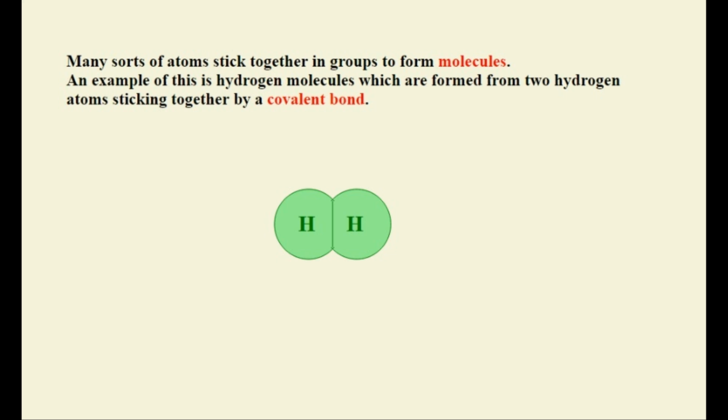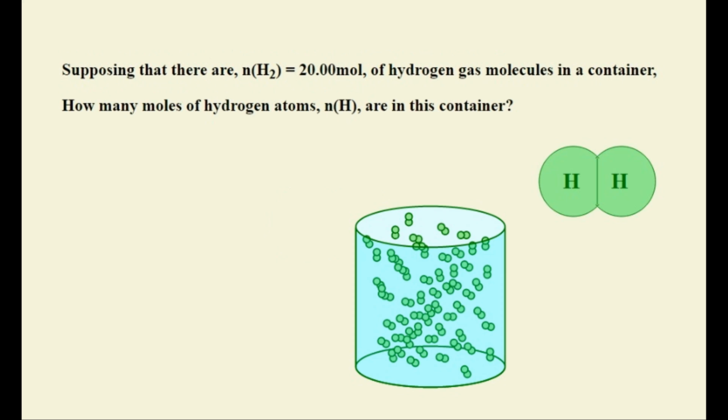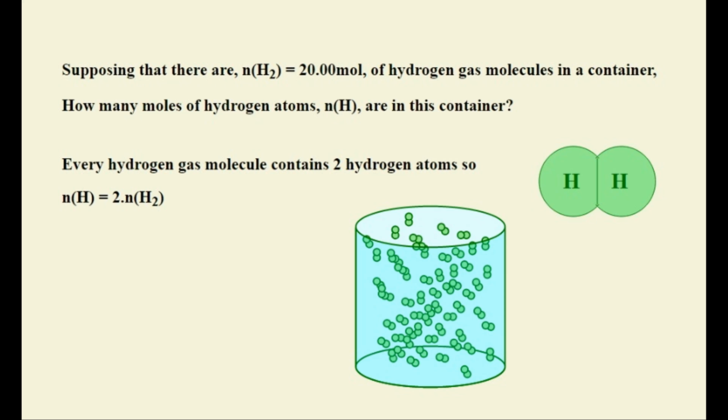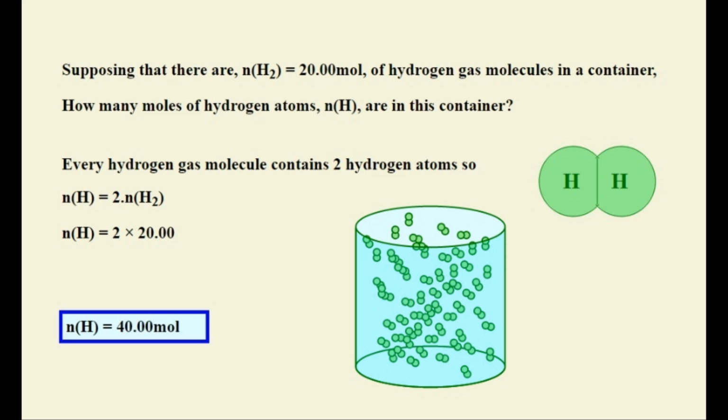Atoms are usually bonded together into groups of 2 or more to make molecules. An example of this is the hydrogen gas molecule, which is made up of 2 hydrogen atoms bonded together with a covalent bond. In this example, an amount of hydrogen molecules is given, and the amount of corresponding hydrogen atoms must be calculated. In order to answer this question, it must be stated that there are 2 hydrogen atoms for every hydrogen molecule. We express this as an equation, the N standing for the amount of atoms or molecules in moles. We then substitute in all the values that are known. We get the answer in moles to 4 significant figures. There are twice as many hydrogen atoms as hydrogen molecules.